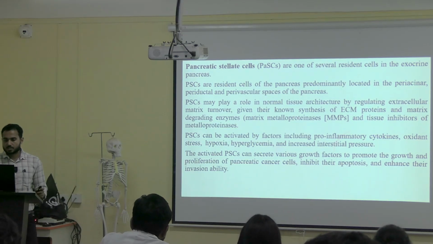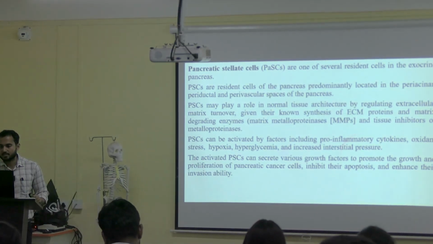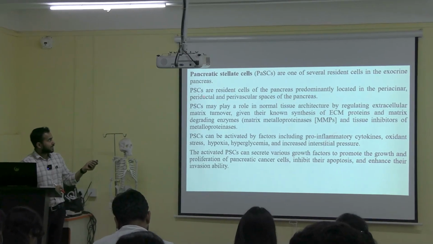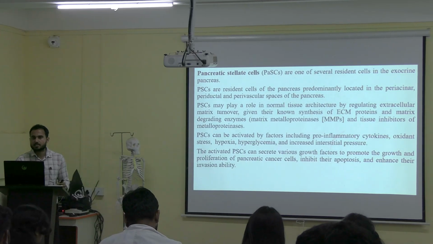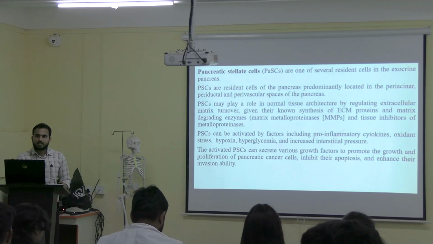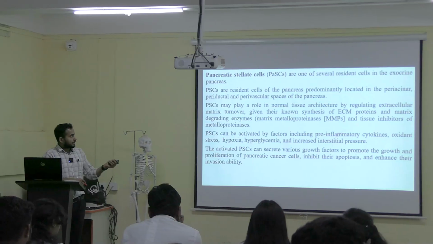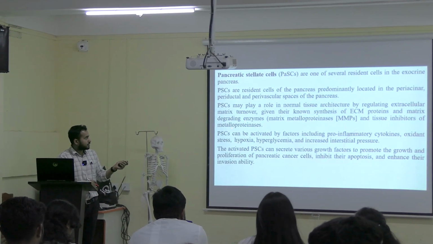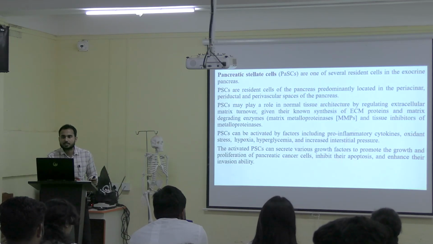Another important type of cell present in the pancreas is called the pancreatic stellate cells. Now, these pancreatic stellate cells are present in the periacinar, periductal and perivascular spaces of the pancreas. These are certain areas where these cells are present. They maintain the normal tissue architecture. How? They synthesize extracellular matrix proteins, matrix degrading enzymes, and tissue inhibitors of metalloproteinases. By this it maintains the normal tissue architecture of the pancreas.